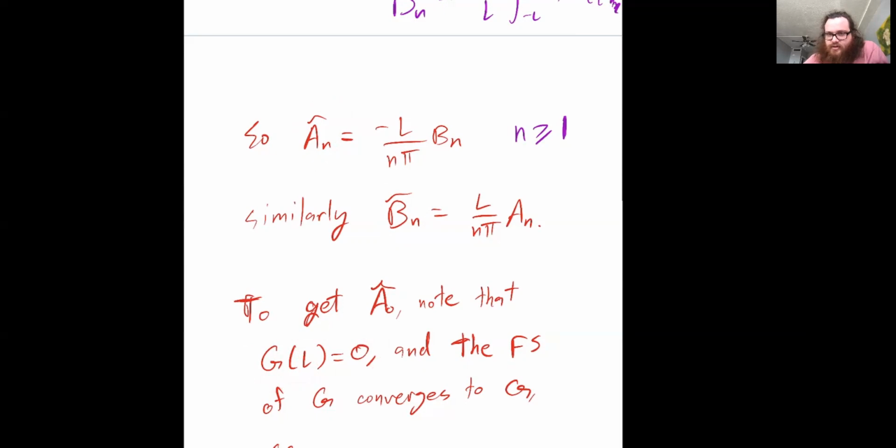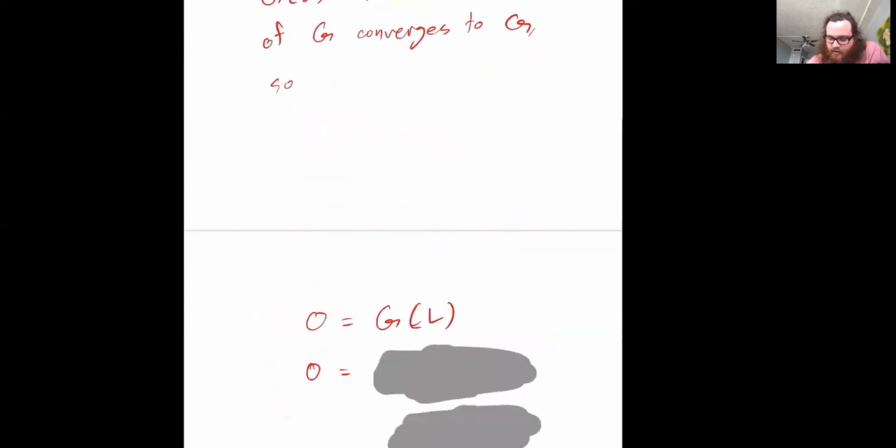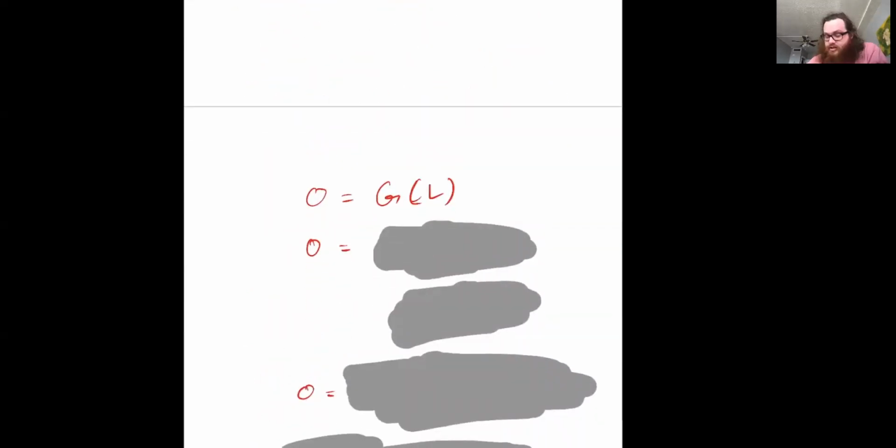Because g of L is equal to g of minus L, the value of the series at L is just going to be g of L. That's this Fourier series converges to g. Okay, so plug it in. 0 is equal to g of L.